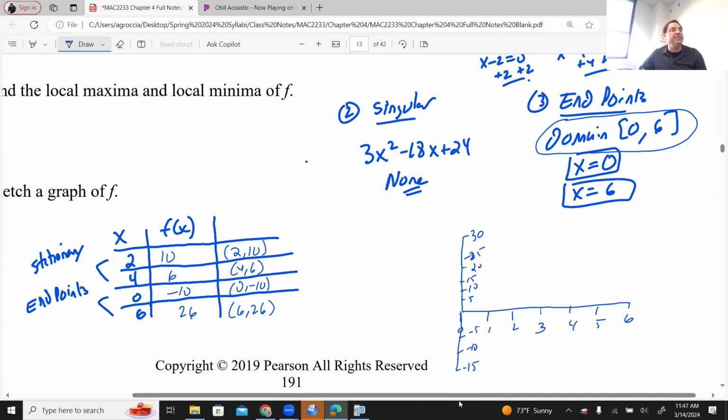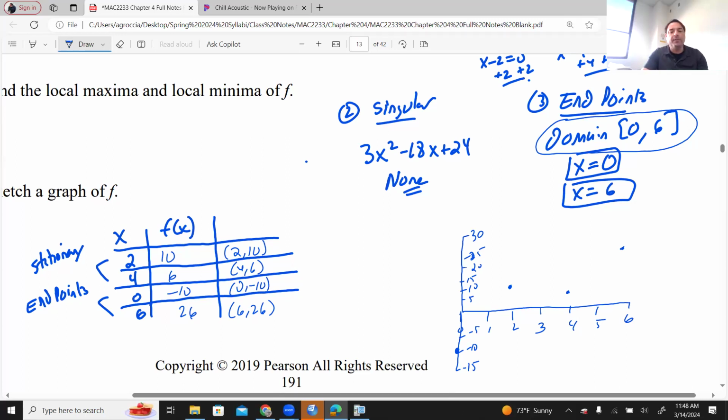And the big question is, how do I know if I have the right window? Well, let's look at the points. 2, 10, right? 0, -10, right there. And 6, 26, right there. Can I see all of my dots, all of my points? Yes, that means you got a good window.